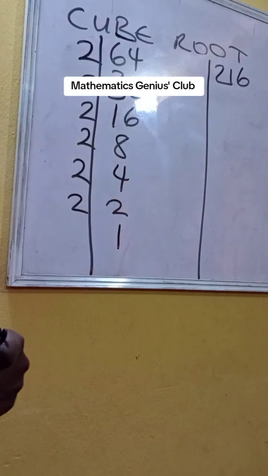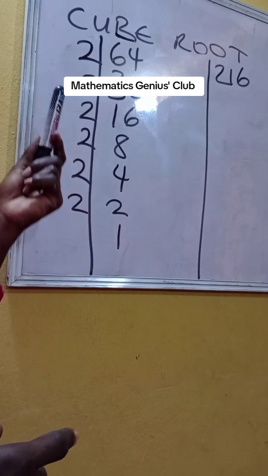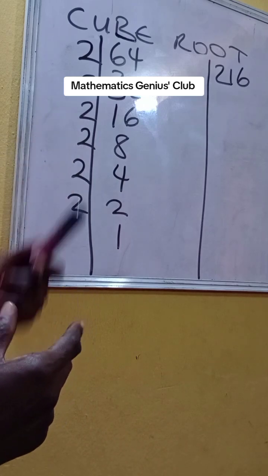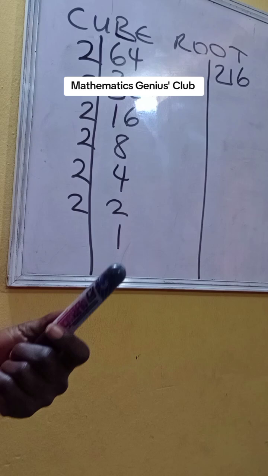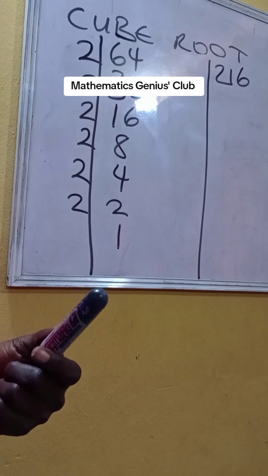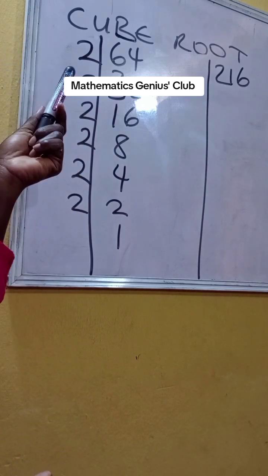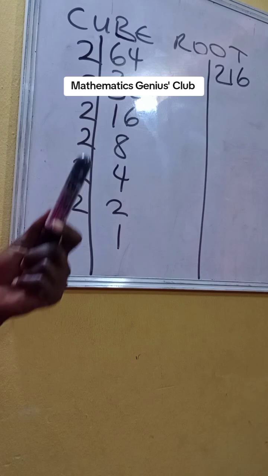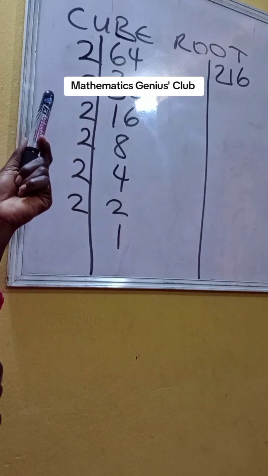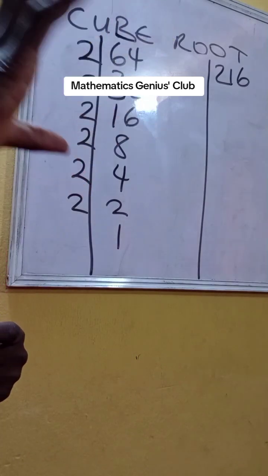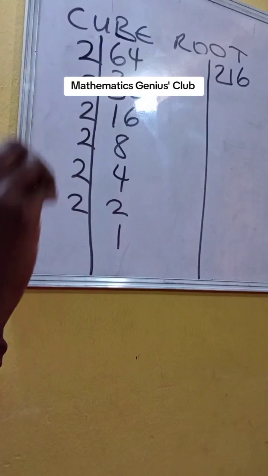So next thing, the difference between square root and cube root is this. For square root, we divided the number into groups, and each of the groups contained two digits, two prime numbers. But for cube roots, we are going to divide it into groups of threes. Each of the groups will contain 3 prime numbers, and each of the groups must have exactly the same thing.